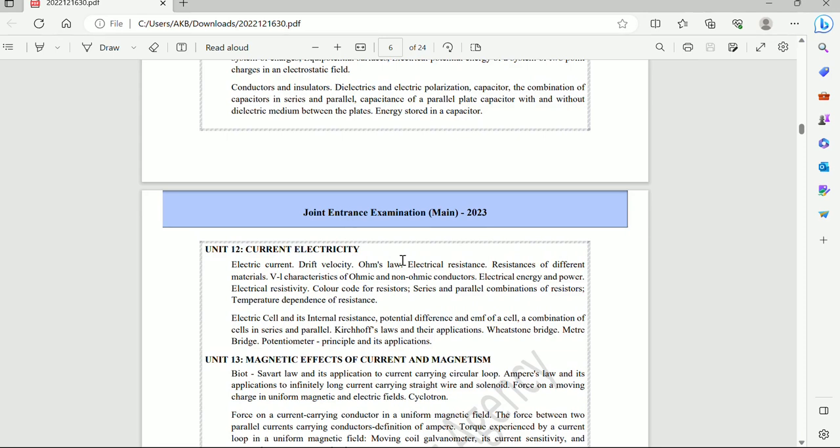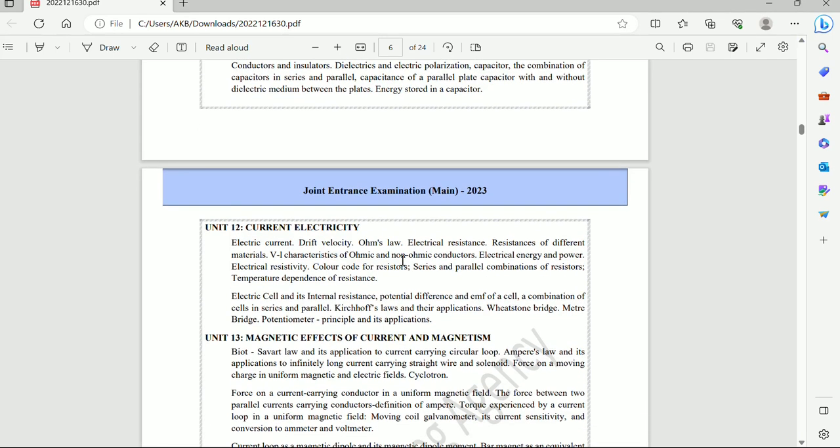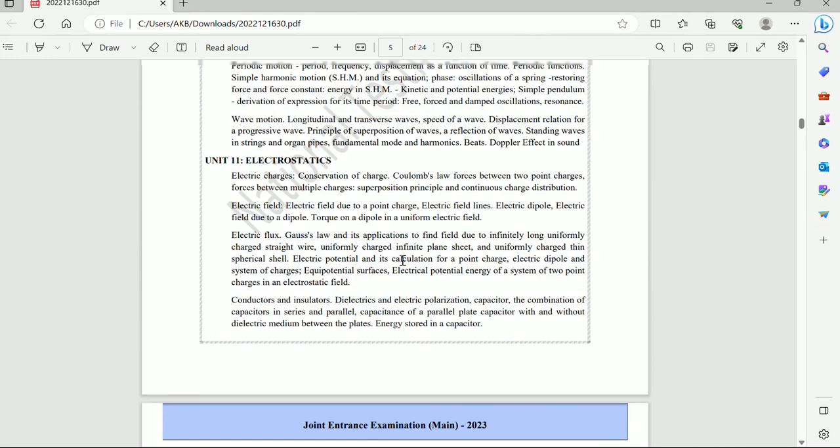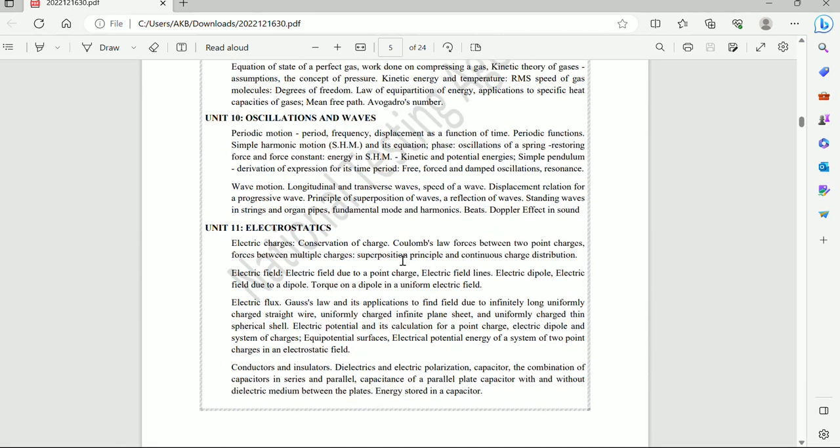Unit 12 is current electricity. Current electricity covers drift velocity, Ohm's law, electric resistance, resistance of different materials, V-I characteristics of ohmic and non-ohmic conductors, etc. Electrostatics covers electric charges, electric dipoles, electric flux, Gauss's law, conductors and insulators, dielectrics and electric polarization, etc.